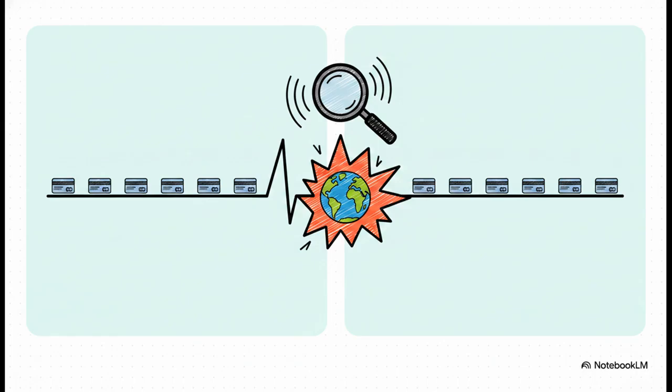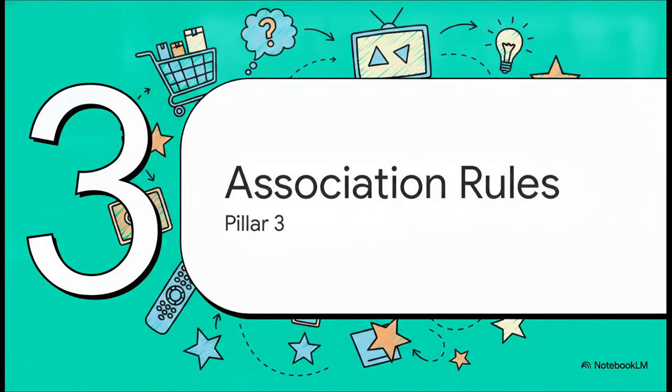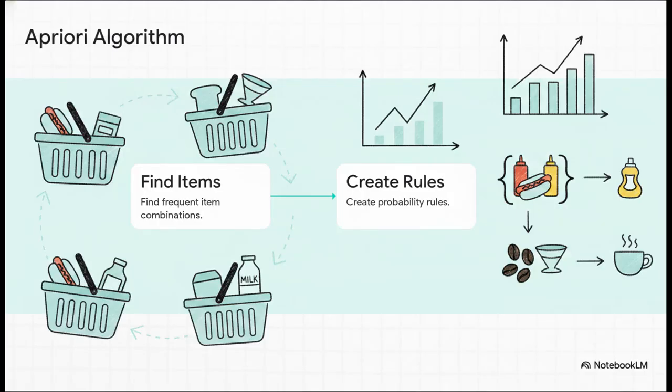This is precisely how banks catch credit card fraud in real time. Next up is Pillar 3, association rules. Have you ever wondered how your favorite online store or streaming service seems to know exactly what you want to buy or watch next? I mean, it feels a bit like magic, right? But it's actually just association rules at work, often done through something called the a priori algorithm. And it basically works like a simple 2-step recipe.